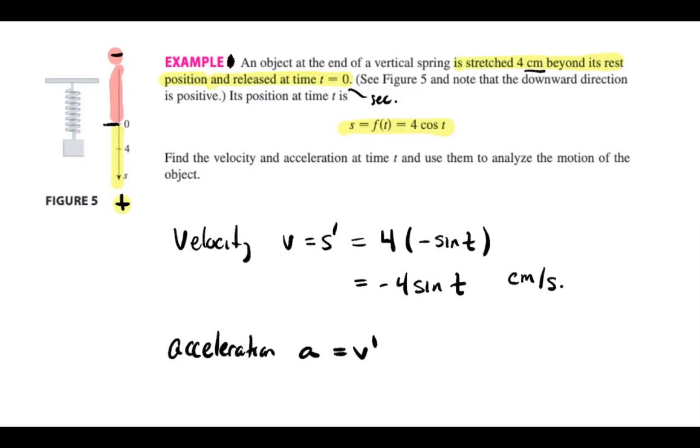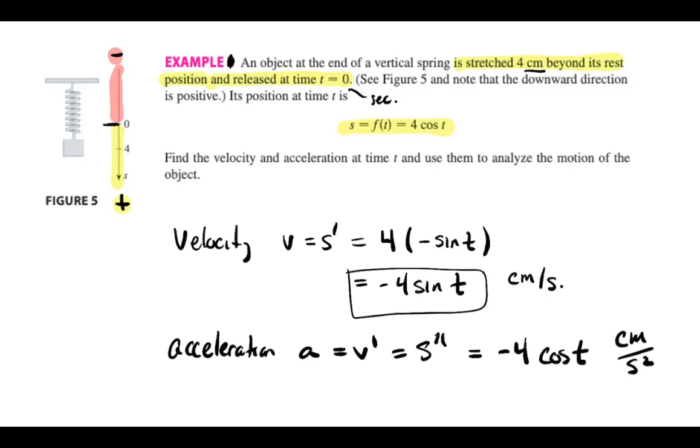Acceleration is the derivative of velocity, the second derivative of position. Well, the velocity function is -4 times the sine of t, so the acceleration is -4 times the derivative of sine of t, that's cosine of t, and its units would be centimeters per second squared. All right, so there is the velocity and the acceleration of this object at any time t.